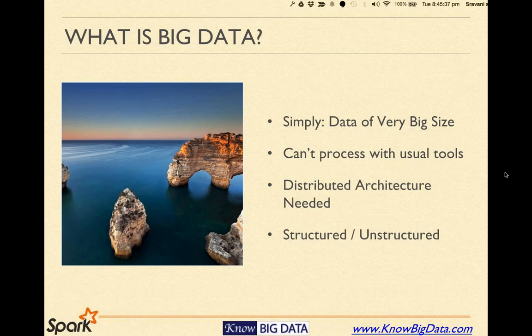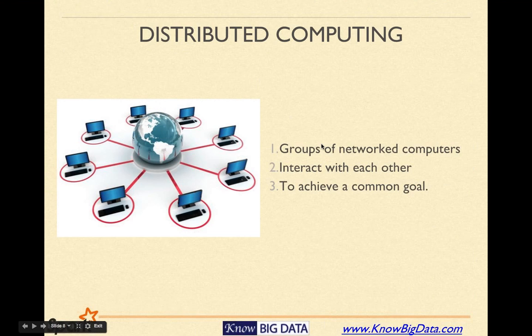So here there are two important points. First, you could not do it using your usual tools, and you needed distributed architecture. Now, there is a common question: what exactly is distributed architecture? Distributed architecture is where you take multiple computers, network them together, and make them interact with each other to achieve a common goal.